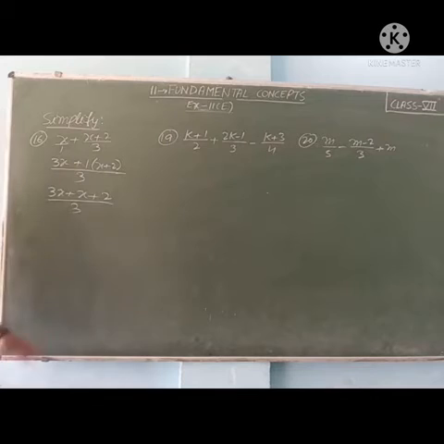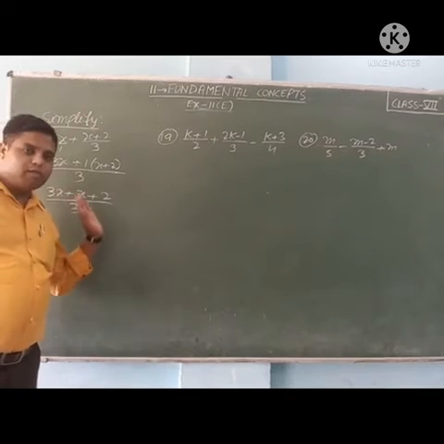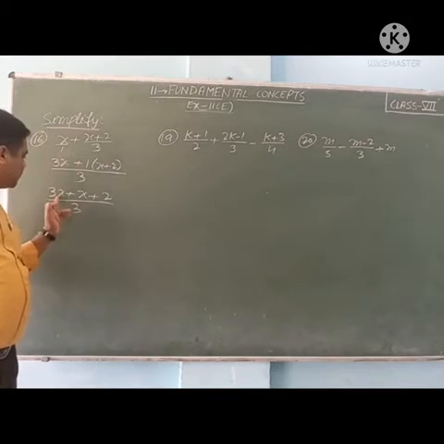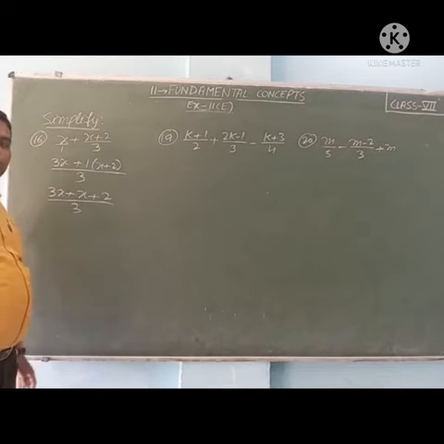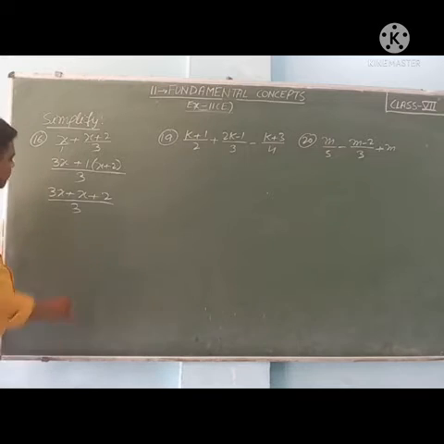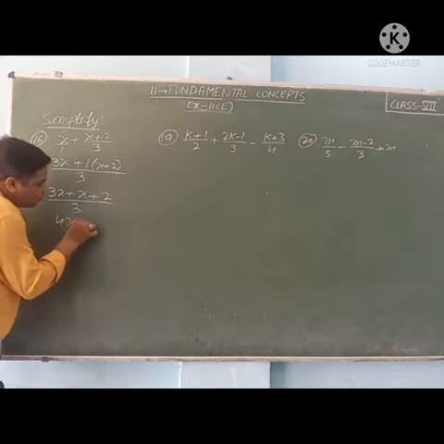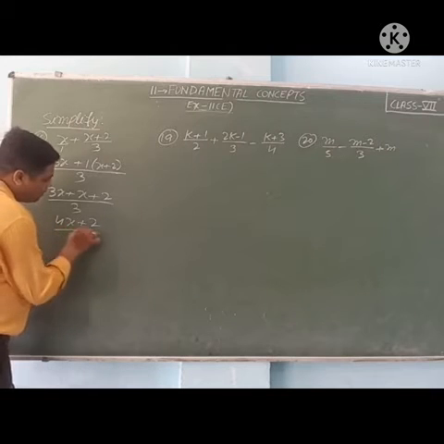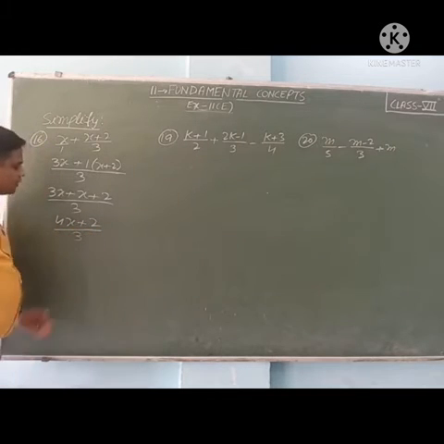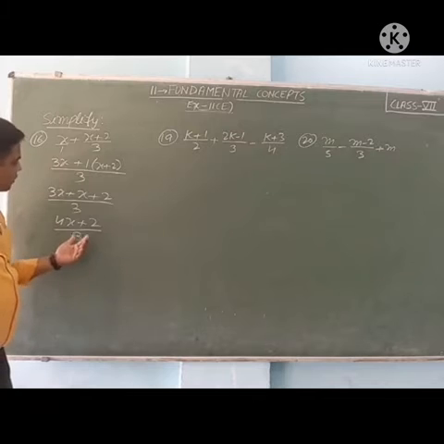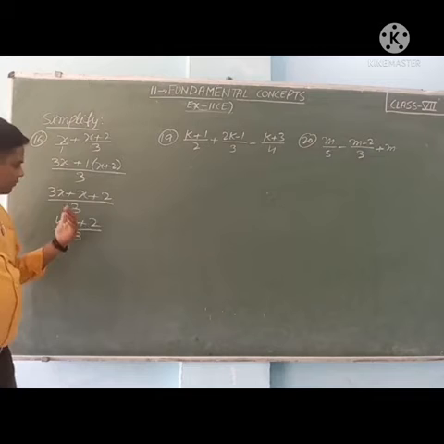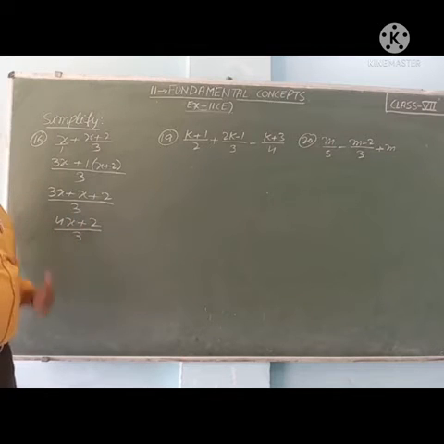Now students, see the like terms. Here we have to see the like terms also along with sign. 3x and x are like. So 3x plus x, 4x. 2 is unlike, so we will write it as it is. So 4x plus 2 upon 3. After this we cannot solve because the rest of the terms, 4x and 2, are unlike. So the answer is 4x plus 2 upon 3.